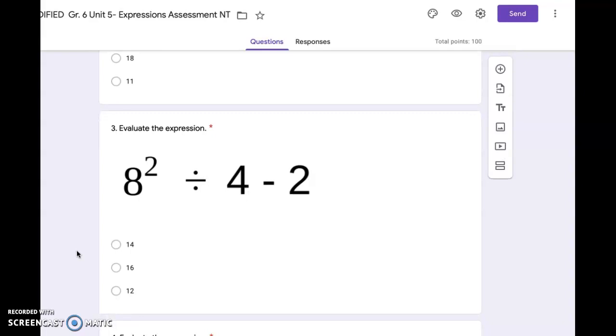Number 3. Evaluate the expression. Remember to use PEMDAS. 8 squared divided by 4 minus 2. Your choices are 14, 16, or 12.